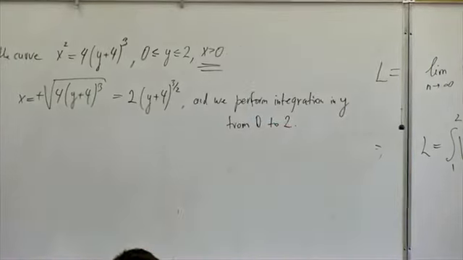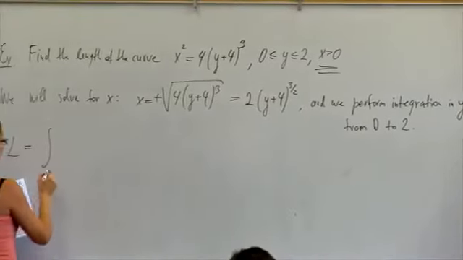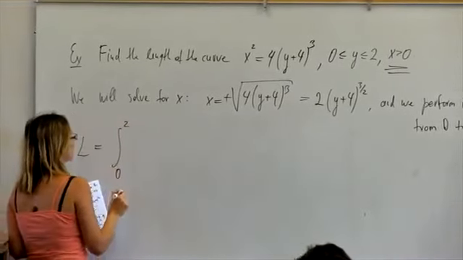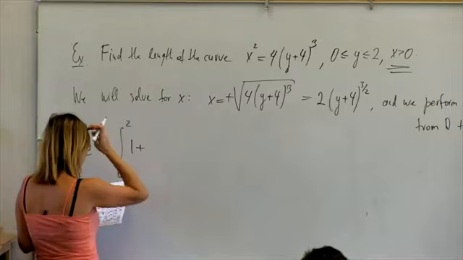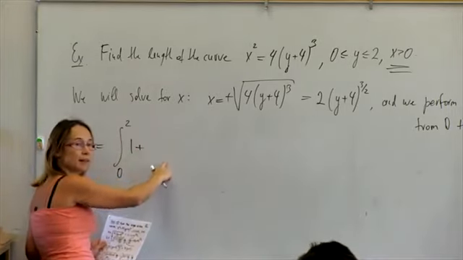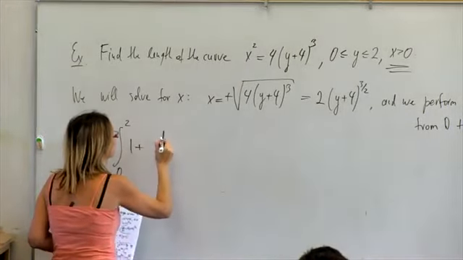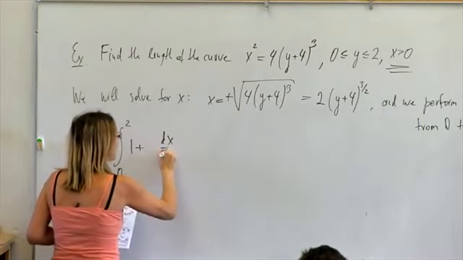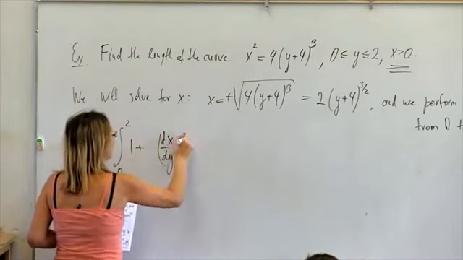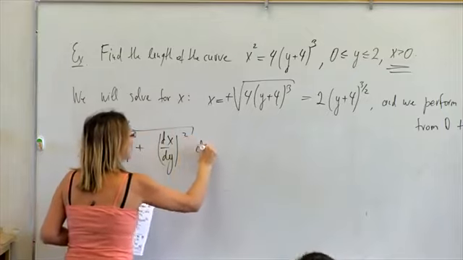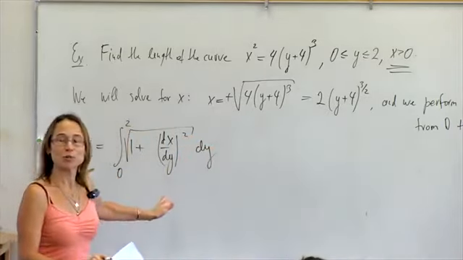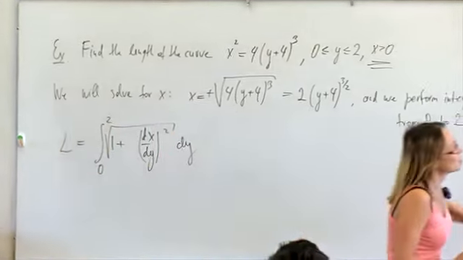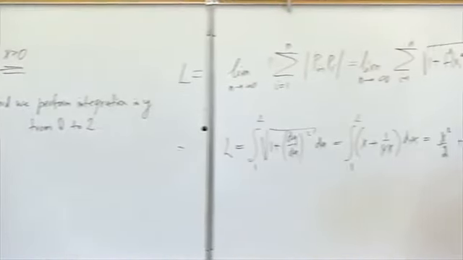So what is my formula going to be like? It's going to be an integration from 0 to 2. And look what I have here. Instead of dy/dx, I'm going to treat x as a function of y. So I have the square root of 1 plus (dx/dy) squared, dy. See? So this is a twin sister of the formula that I derived here.